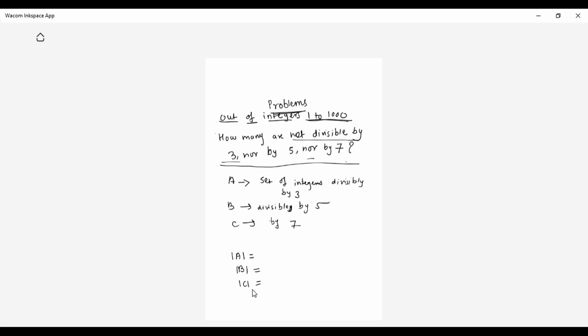So should I put: A is 1000 divided by 3 is 333, 1000 divided by 5 is 200, 1000 divided by 7 is 142. Okay. Now, what do you have to do, student? You have to find out the cardinality of A intersection B, A intersection C and B intersection C, along with the cardinality of A intersection B intersection C. Go for it.